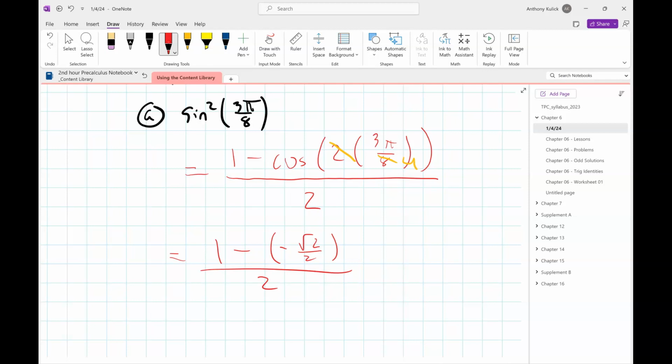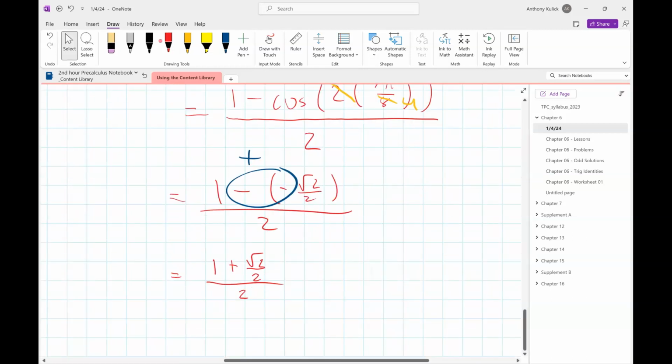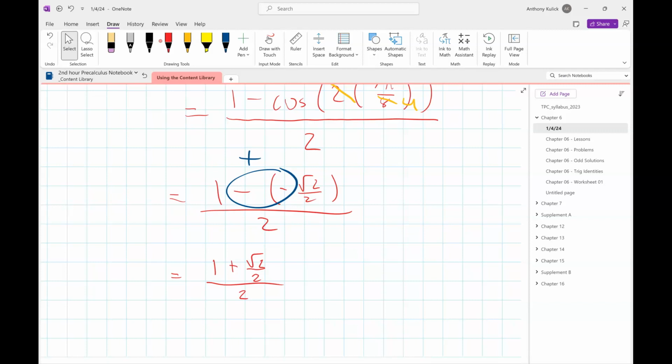So cosine of 3 pi over 4 is just negative root 2 over 2. Looked it up off the unit circle. I notice I have minus a negative, so that's going to mean addition. But I kind of hate this fraction inside a fraction thing I got going on here, right? So I'm going to try to simplify this and just make it into a simple fraction rather than this fraction inside a fraction thing.